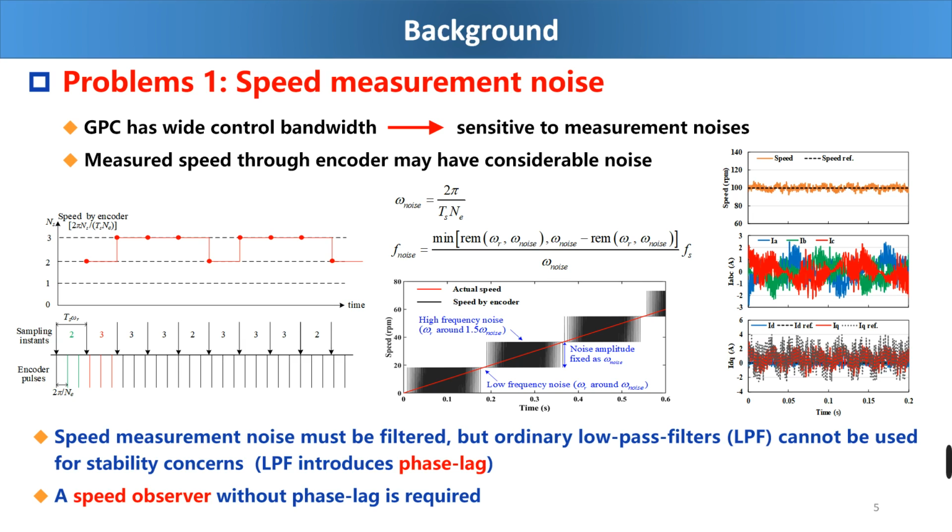So the measured speed through encoder may have some considerable noises. So usually we have two methods to calculate the speed from the encoder pulses. One is the M method, one is the T method.